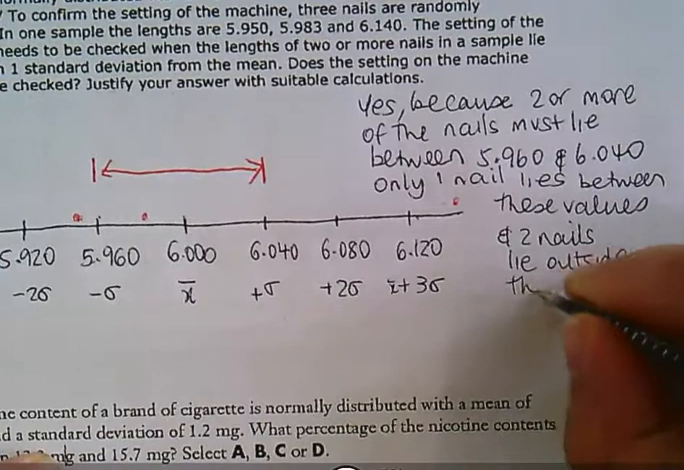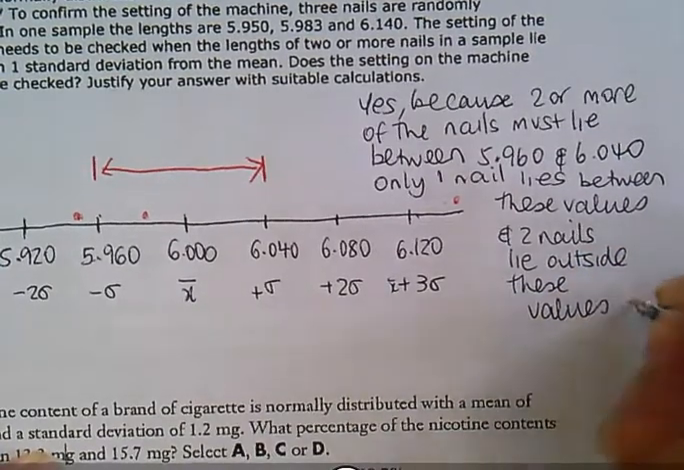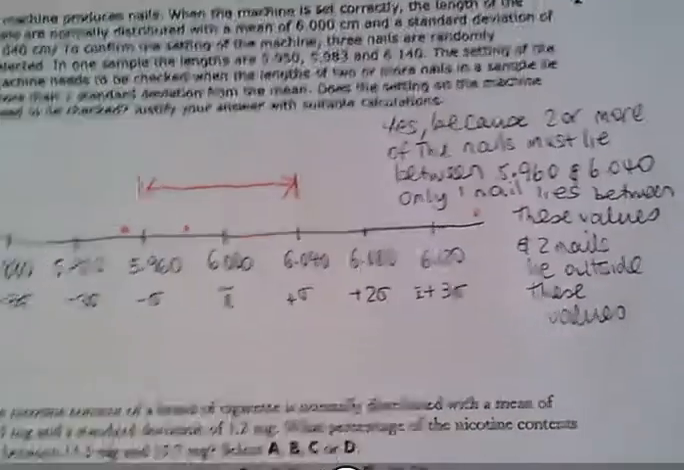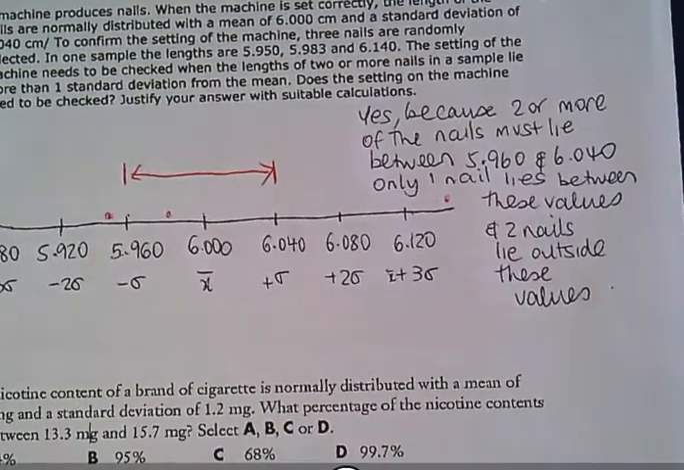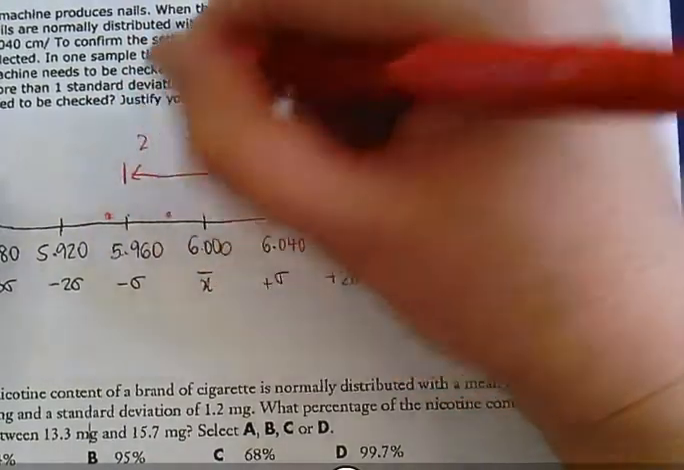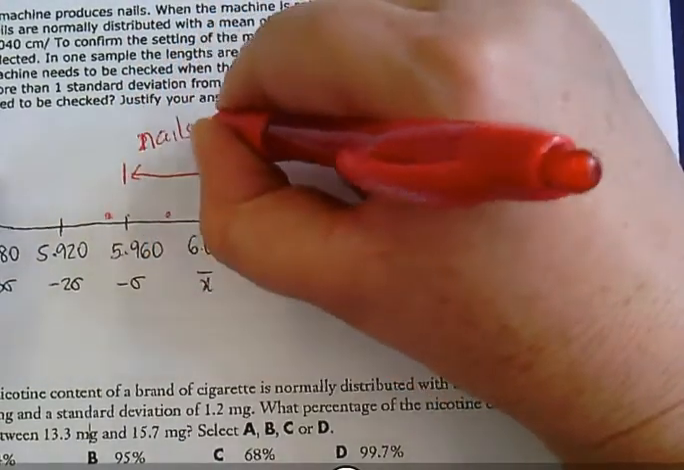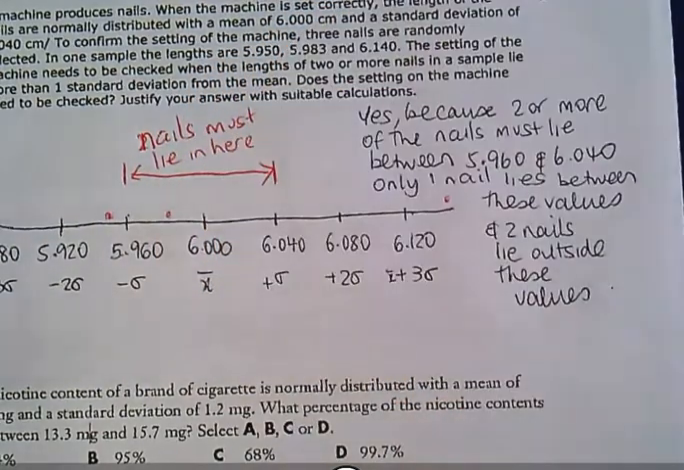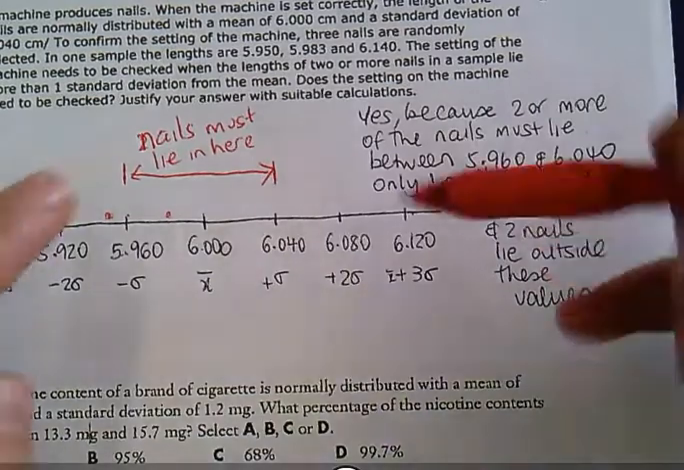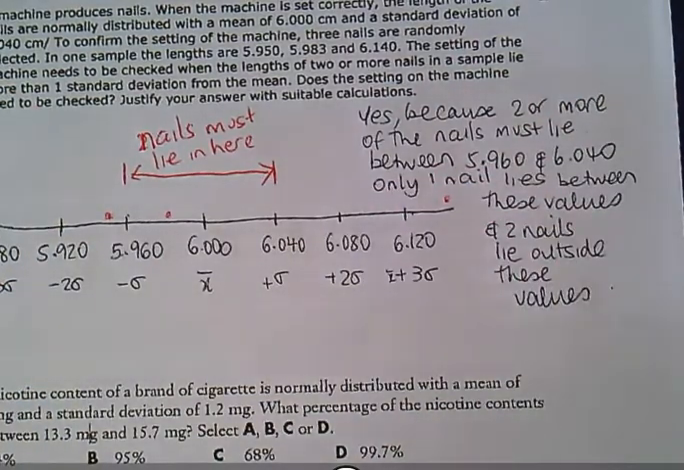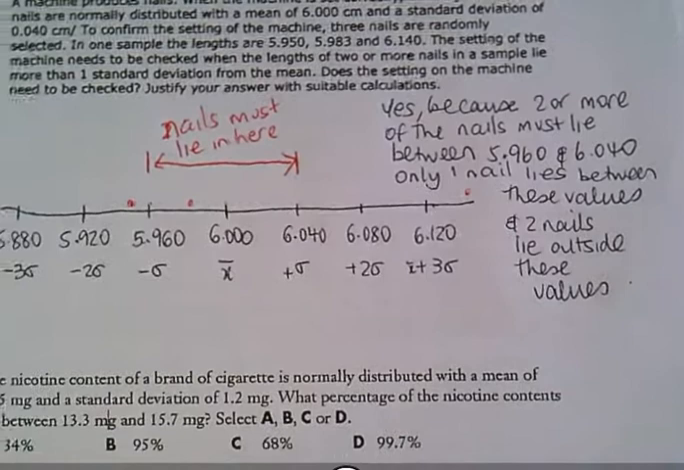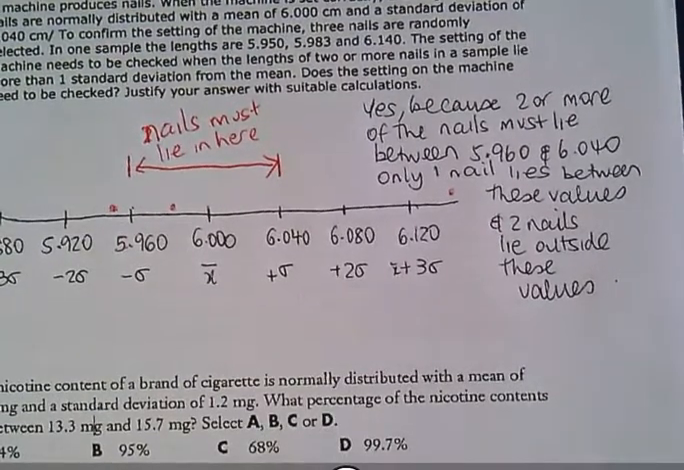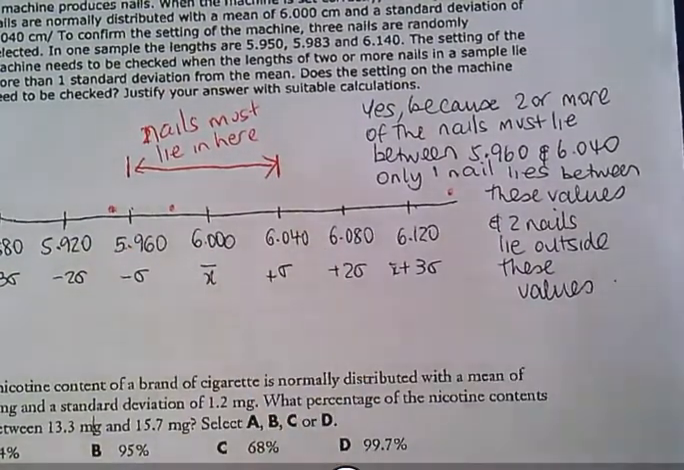And you know what? The diagram is fantastic. It's a good enough explanation. Draw the diagram. Just put 2 nails. Nails must lie in here. Do you know what I mean? But I've got 2 out of 3 that are outside. So the machine does need to be checked. And it says justify your answer with suitable calculations. They're your suitable calculations. That graph. All right?